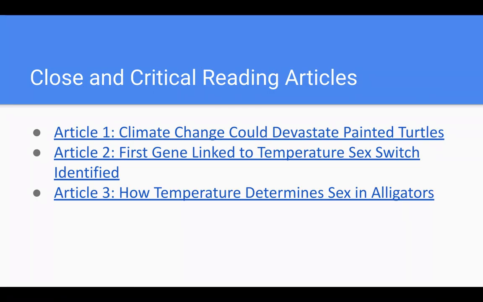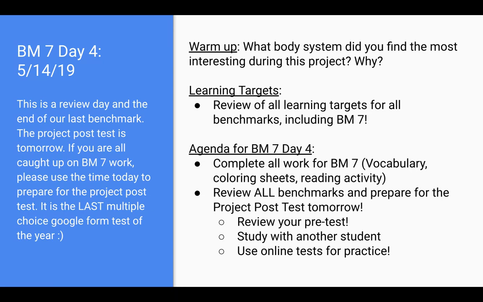All right, so you are going to be reading one of the three articles. And if you want to read all three of them, that's awesome. You can definitely do that. But the concern overall with people studying this is that if we have too many male or too many female reptiles, that could affect breeding in populations. I will post the links for the articles and a place for you to write a response after reading one of those articles.